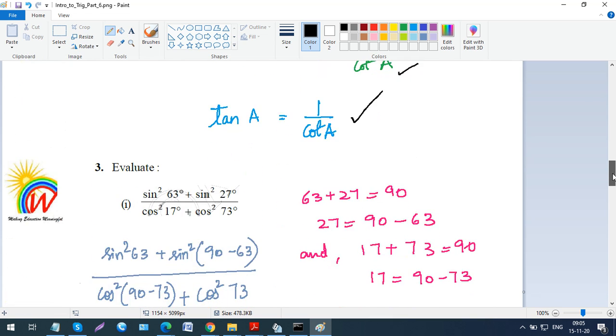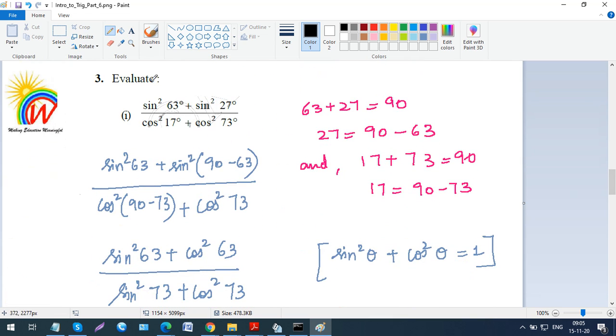Now, the next one, question number 3. It says evaluate sine square 63 plus sine square 27 by cos square 17 plus cos square 73. So you see, you check the angles. 63 plus 27 is 90. So 27 could be written as 90 minus 63. Similarly, 17 plus 73 is 90. So 17 could be written as 90 minus 73.